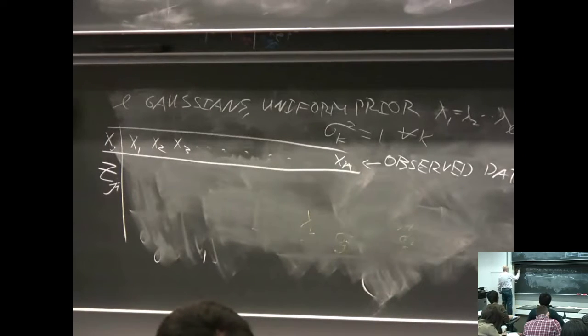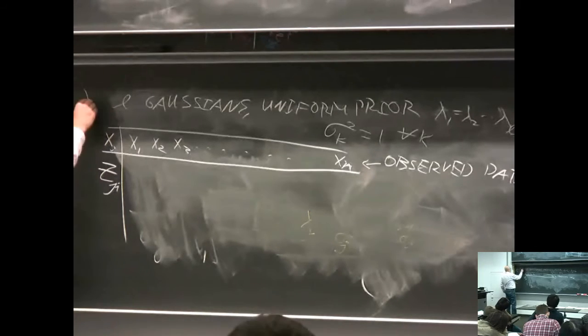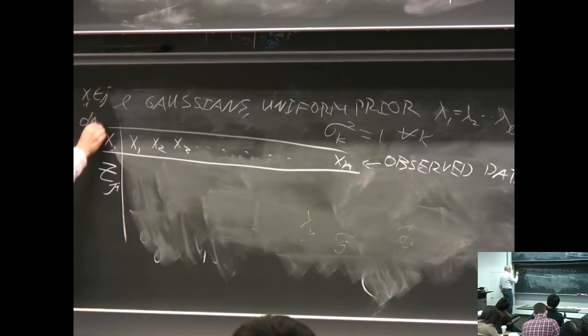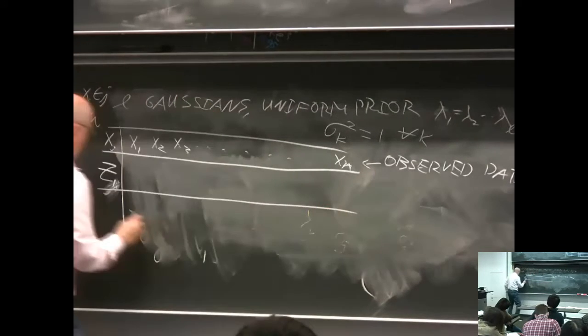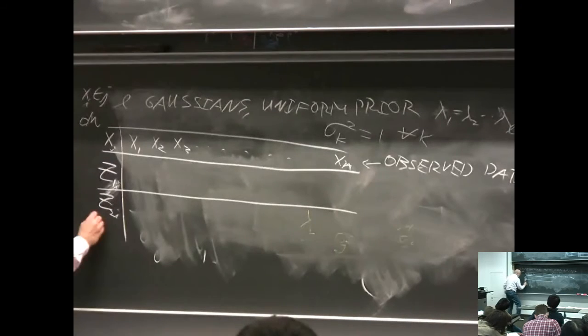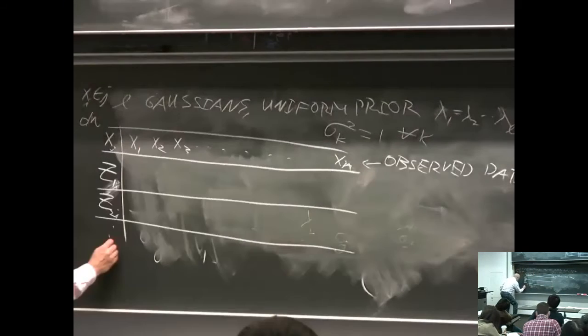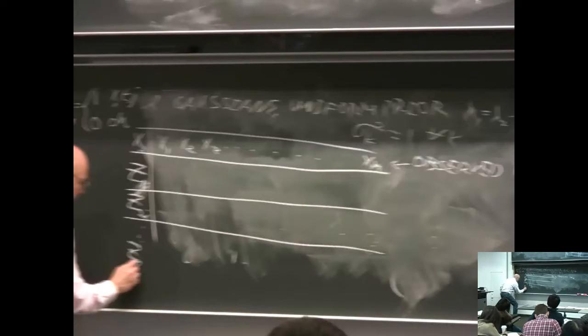Zji is defined as a simple indicator variable that can take on the value 1 or 0. It is 1 if and only if data point xi came from component j, from Gaussian j. Xi came from j, and it's 0 otherwise. So I will have Z1i, Z2i, all the way to ZLi.